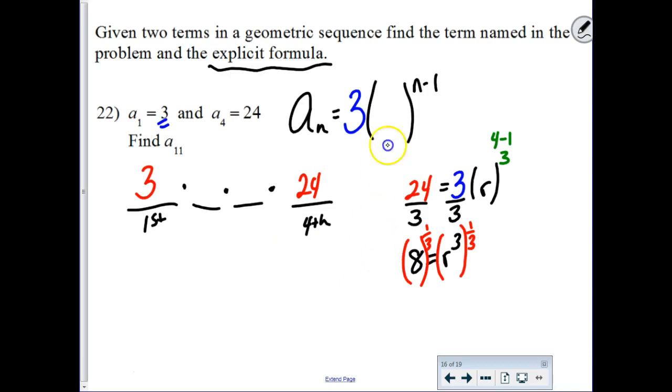Yes, 2. Yes. Yes. Why is it not the same?